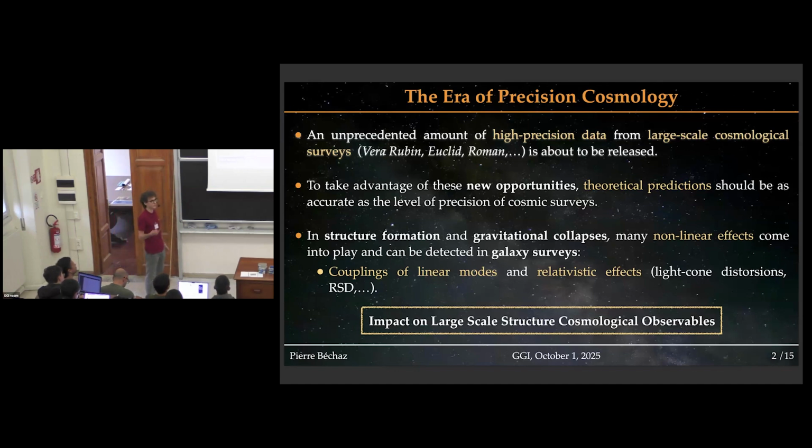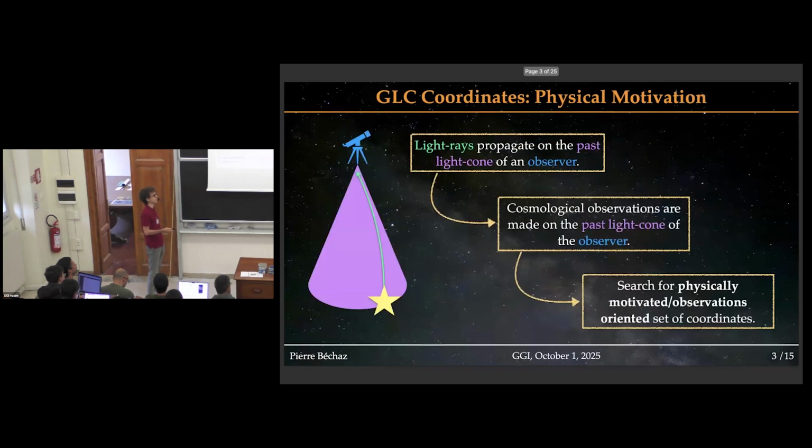And a possible way of doing that is to resort to the geodesic light-cone coordinates. So let me recall briefly how they are introduced. We agree that light rays propagate on the past light cone of a given observer, and that cosmological observations are made on your past light cone, which is why we search for a physically motivated or observation-oriented set of coordinates.